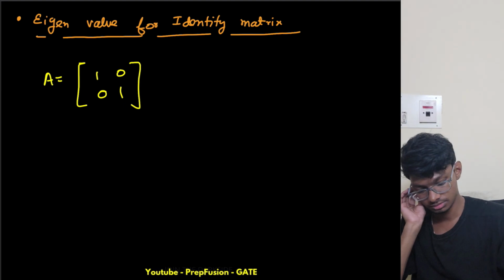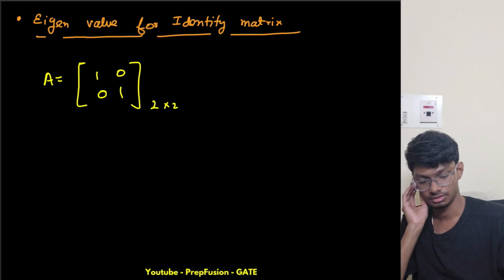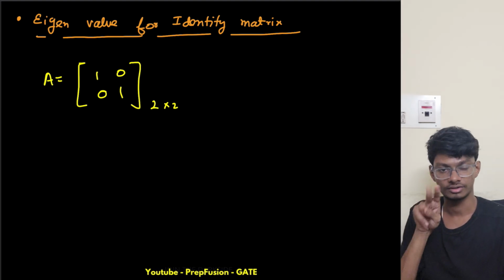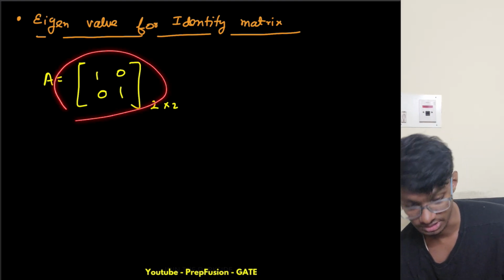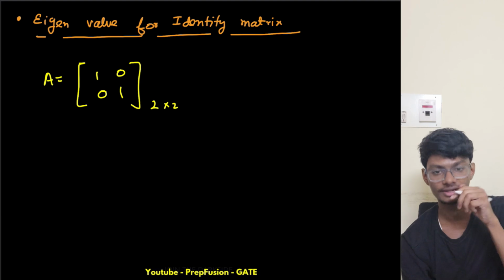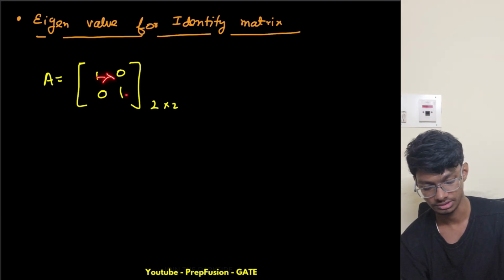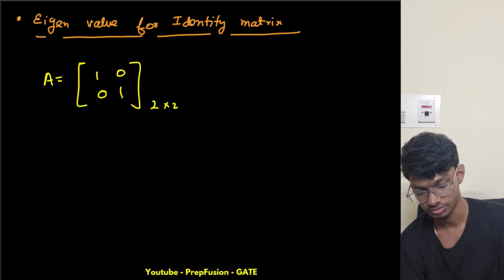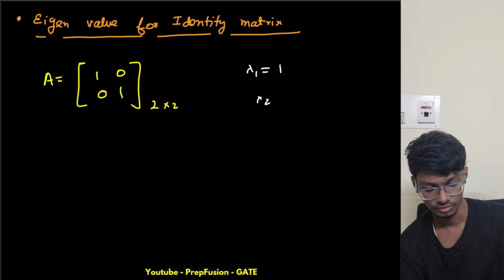1 0 0 1. Okay, so what are the eigenvalues for this one? Eigenvalues for this one will be 1 and 1 only. This is again a symmetric matrix, a very special matrix. If you do 1 minus lambda, this becomes 1 minus lambda, and this becomes 1 minus lambda, then (1 minus lambda) whole square equals 0. So lambda 1 equals 1 and 1 only.